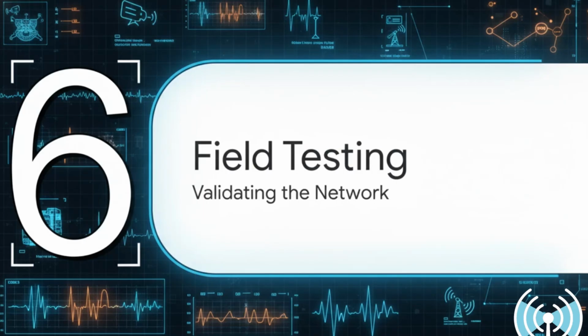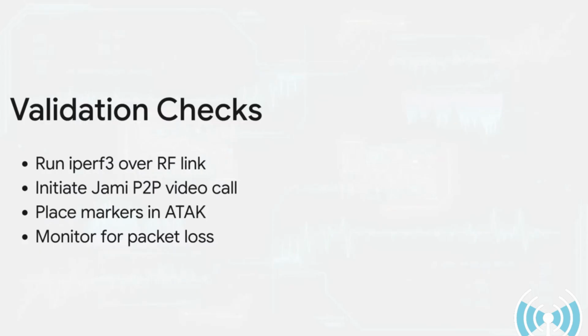Section 6. Field testing and deployment. Validating the network. All right, hardware and software are configured, but before you step into a total comms black hole, you have to run through these deployment validation checks. First, run the iPerf3 utility over your RF link. That gets you a baseline bandwidth throughput.